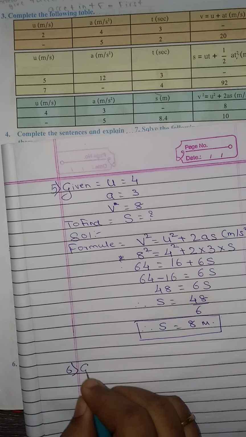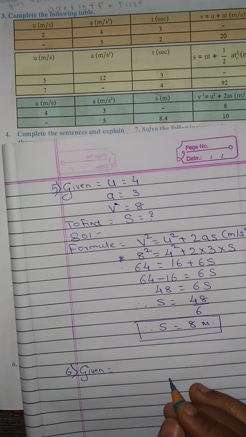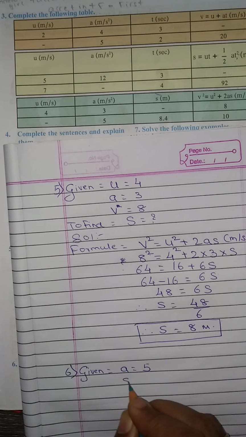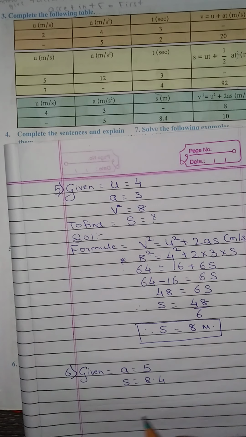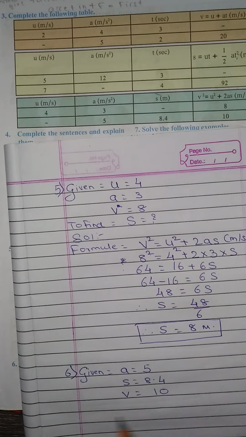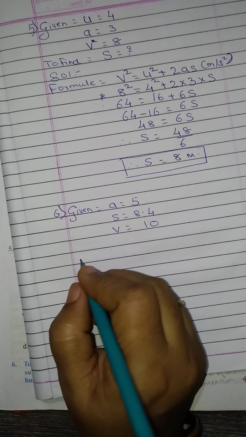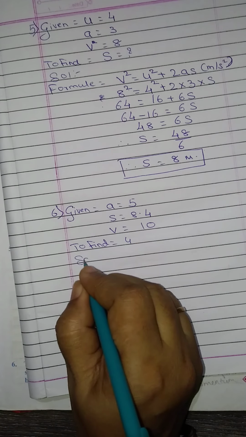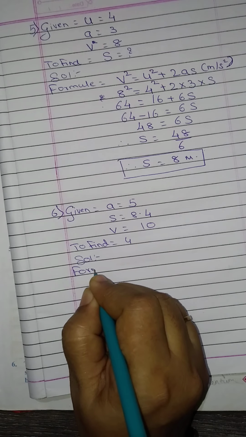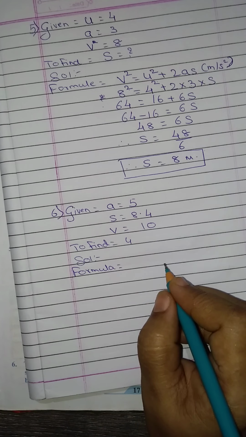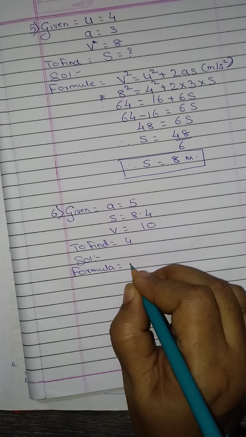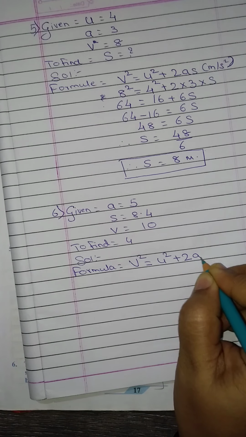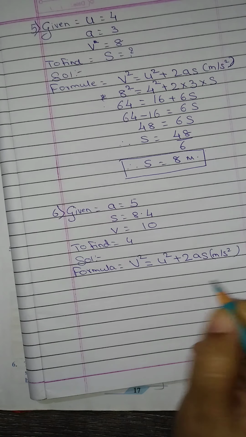What's given to us? Acceleration is given 5. Displacement is 8.4 and velocity is 10. And we have to find initial velocity. To find u. Solution. With the help of Newton's third law, we will find the initial velocity. So what is the formula? V square is equal to u square plus 2as, meter per second square.